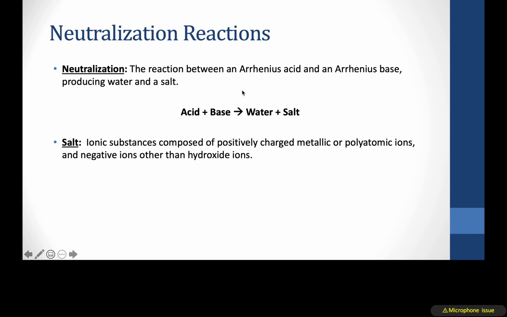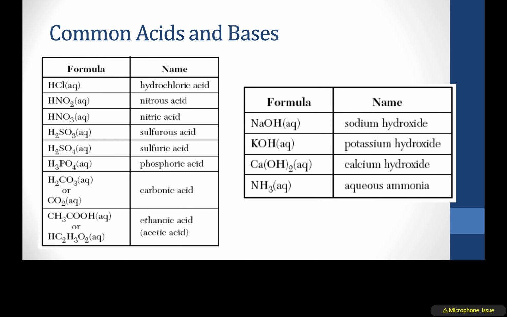A salt is an ionic substance composed of positively charged metal or polyatomic ions and negative ions other than the hydroxide ion. So it's going to be the ionic compound that's left over at the end of this neutralization reaction. You're always going to have an acid and a base, and it's always going to make water. Then the leftover stuff is going to be an ionic compound, a positive and negative ionic compound, and we call that a salt. Before we do an example of a neutralization reaction, I want to make sure you know that these are also in your reference table: common acids and bases.